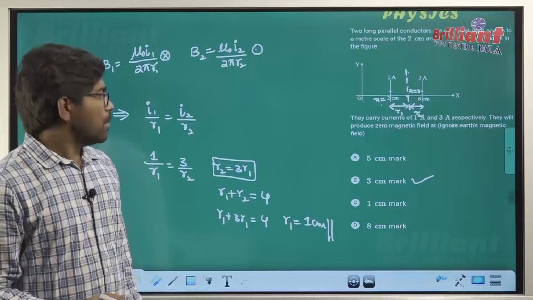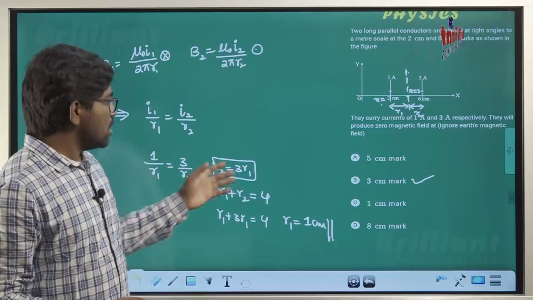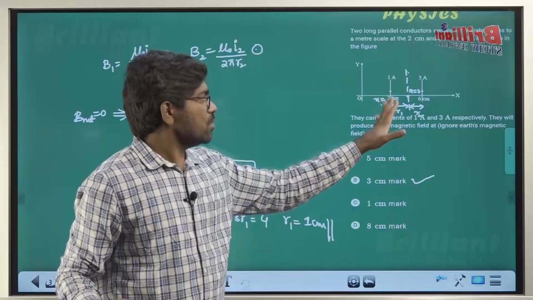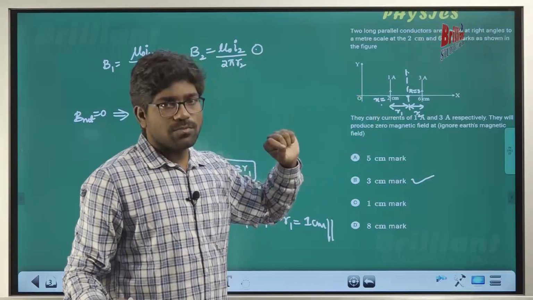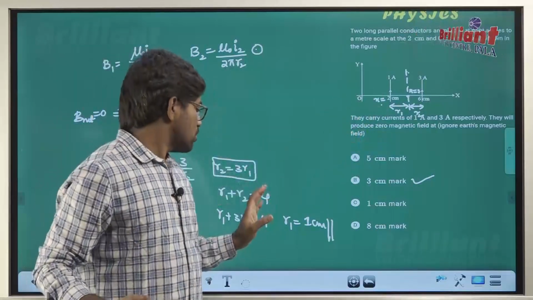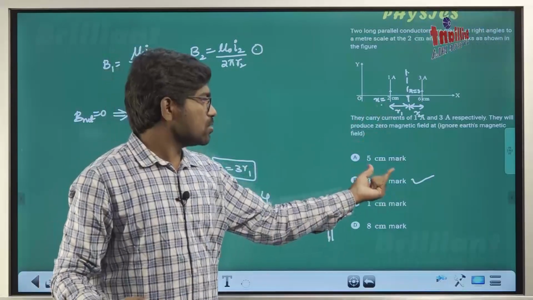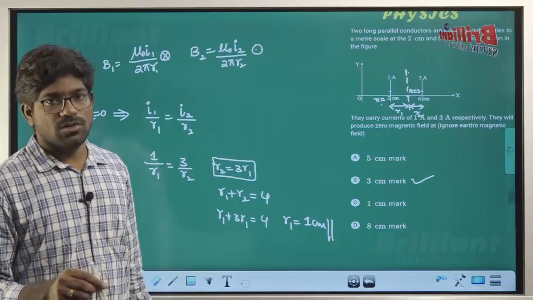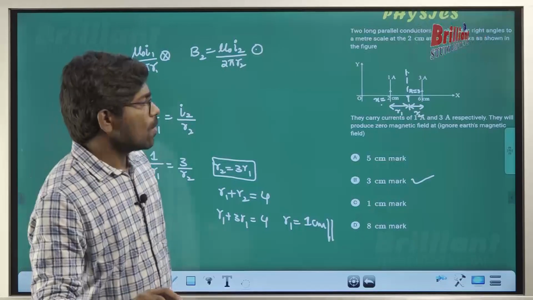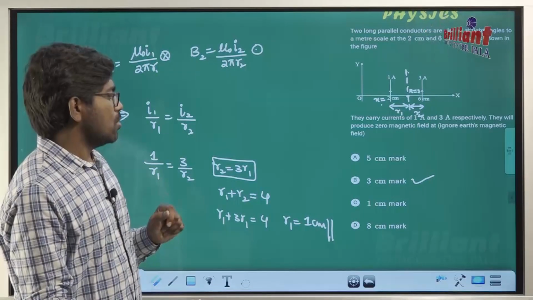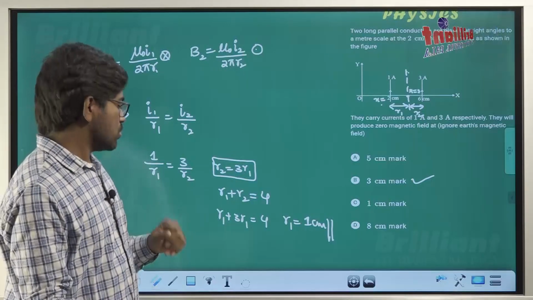Simple. People will do everything, but later the simple calculation they will be missing out. So you should be good with this calculation also. Apart from this, you should be good with this also. You have to find out the exact location of the point where the net magnetic field is 0. Understood everybody? Right? Okay. Now let's look into another question.